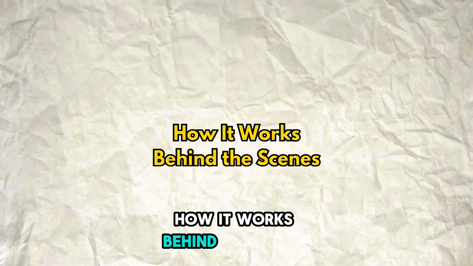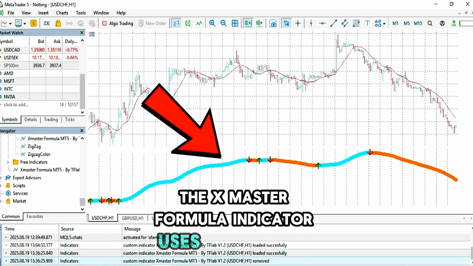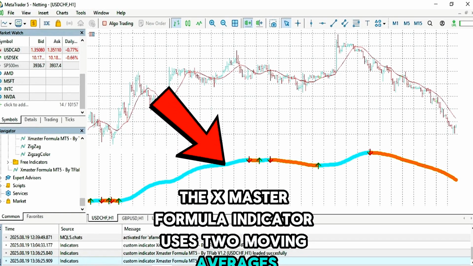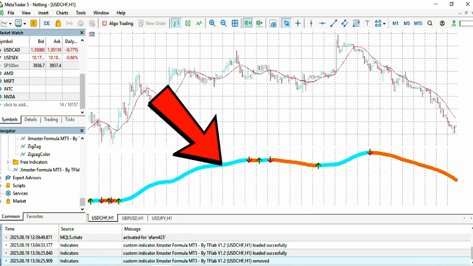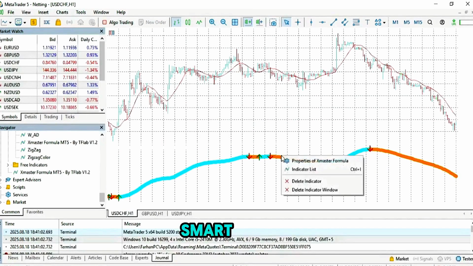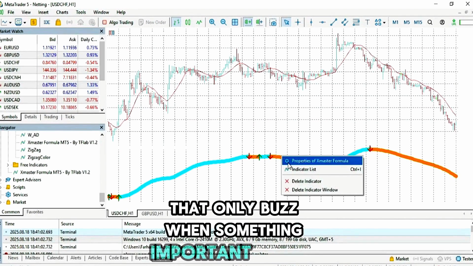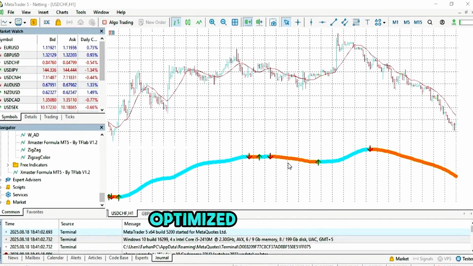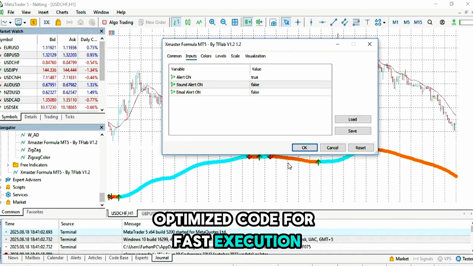How it works behind the scenes. The Xmaster Formula Indicator uses 2 moving averages, helps track price movement. MACD shows market momentum. Smart alerts that only buzz when something important happens. Optimized code for fast execution.